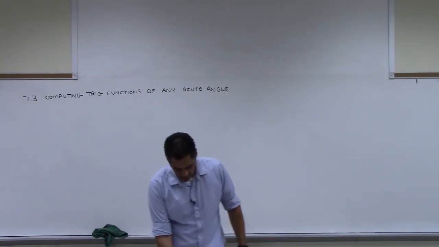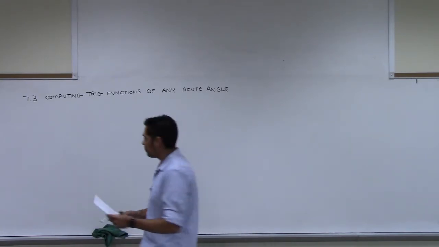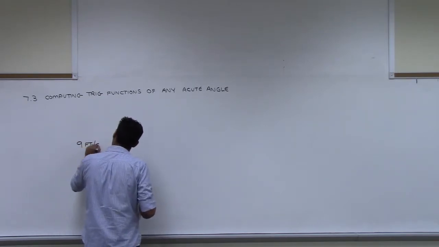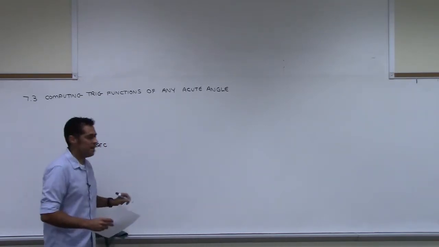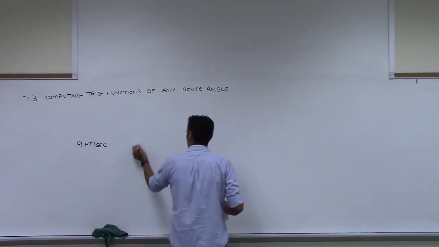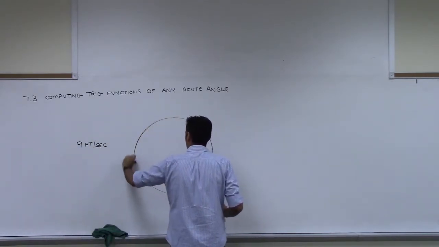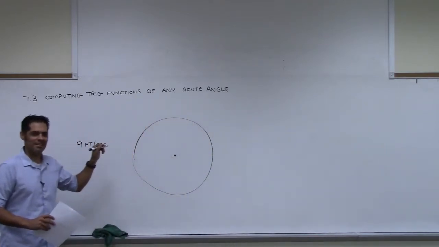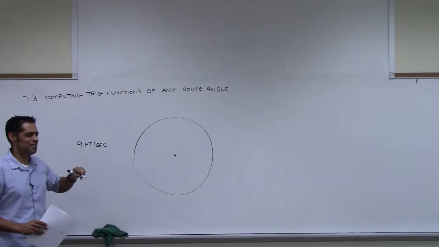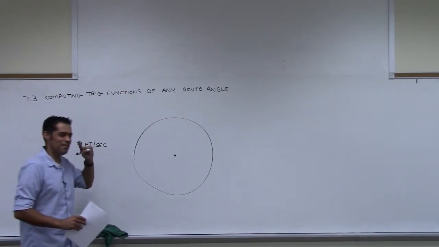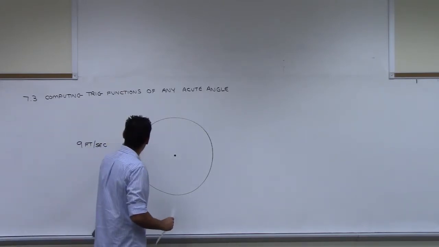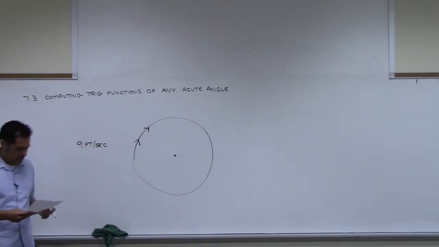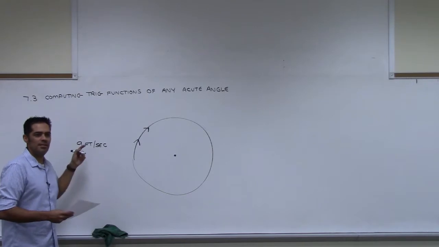So a man runs around a circular track at constant speed, 9 feet per second. That's his linear speed as he proceeds around the circular track. Was he running clockwise or counterclockwise? Doesn't matter. In your mind, what was he doing? Okay, we'll go clockwise. So the guy's running around at 9 feet per second, his linear speed.